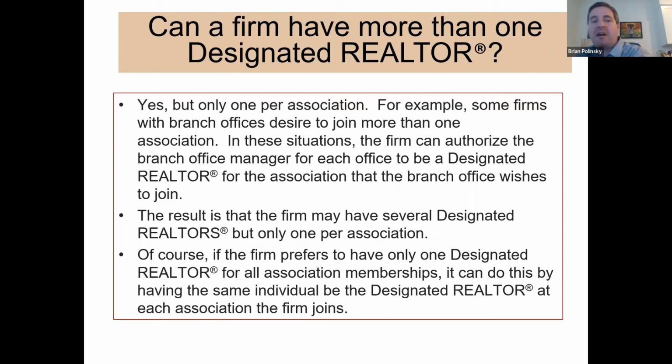They'll have a DR who's primary at one association and then just becomes secondary at all of the other associations where the firm's licensees belong. And so that's another way to do it. Or the firm can assign different people to be a DR at each of those local associations. So each of those are potential options here.